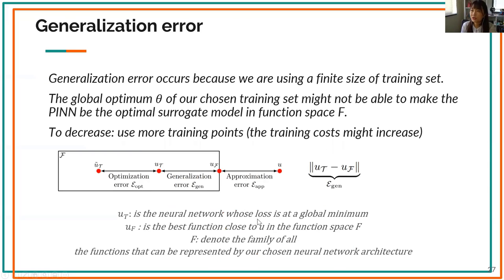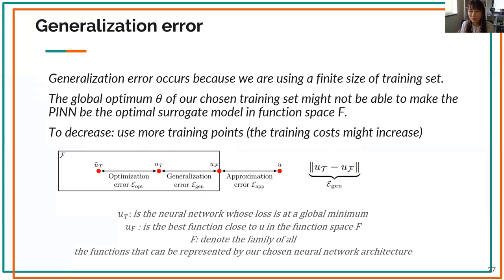Okay, then generalization error. This occurs because we are using a finite size of training data. For example, if my x ranges from minus 1,000 to plus 1,000, and my time goes to 1 year later, then for this big a domain, if I just give you 1,000 points to train, those points might not be able to capture all things that happen in this big domain, because we are using a finite size training set.